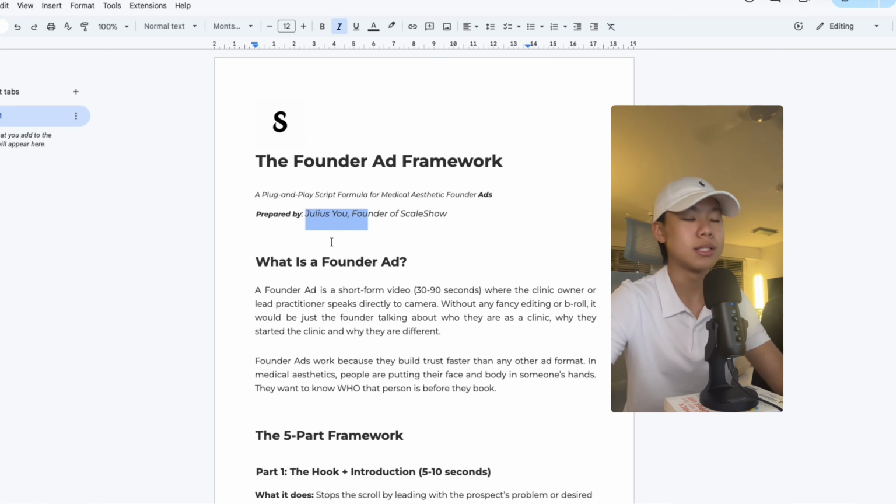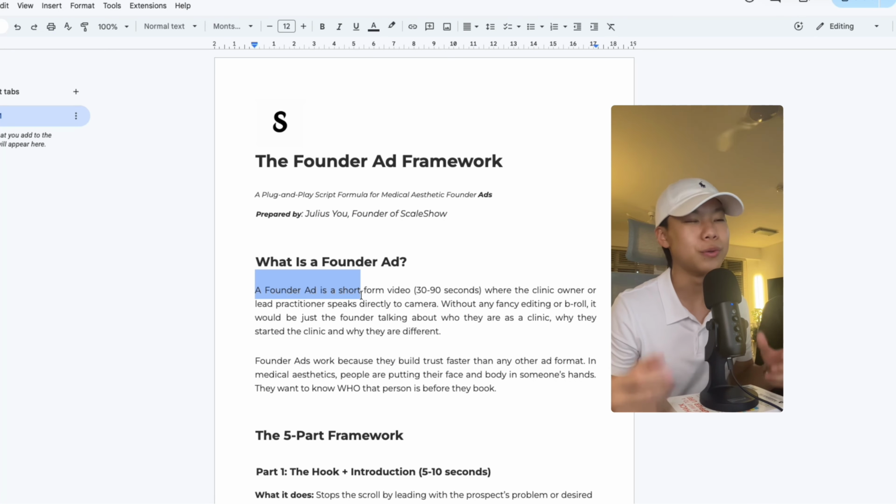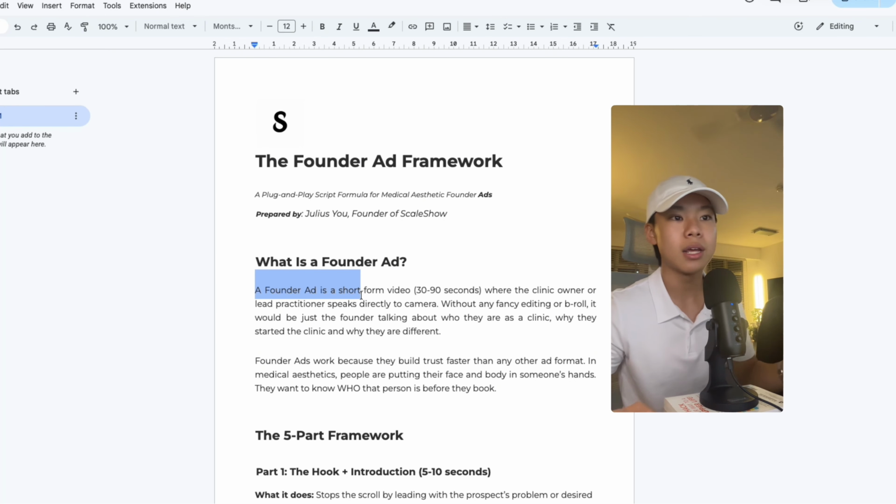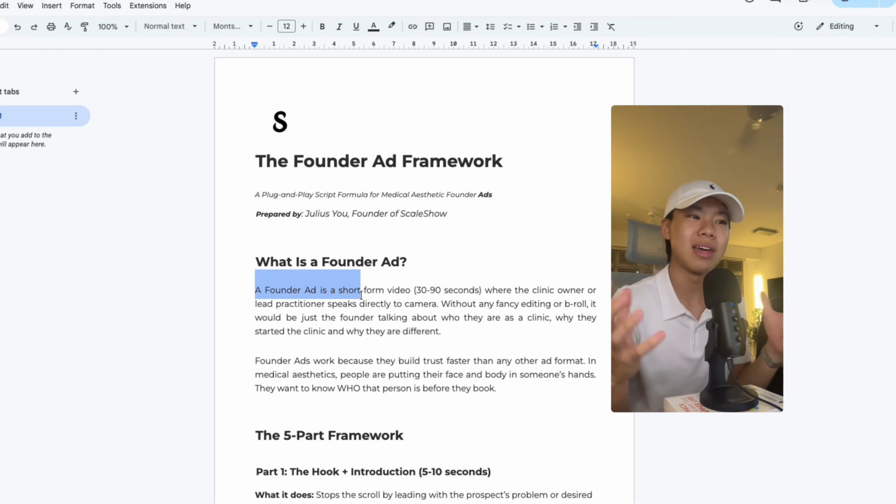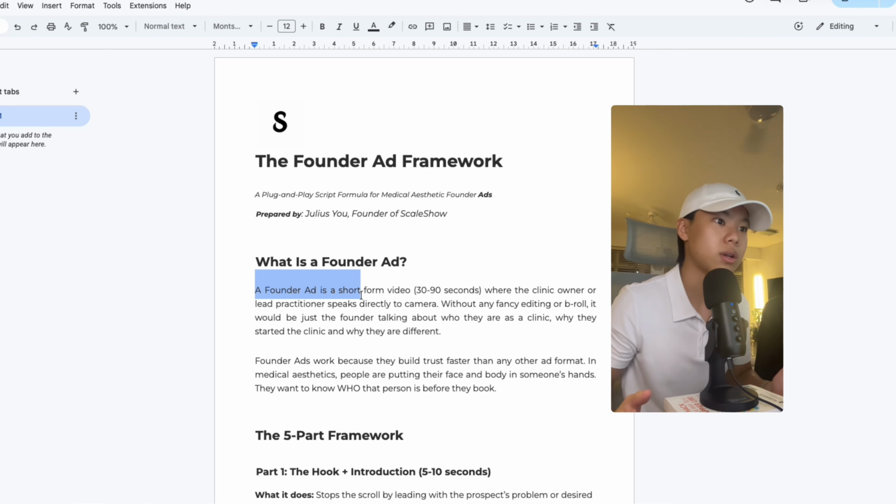What is founder ads in the first place? A founder ad is a short form video, a 30 to 90-second video where a clinic owner or the lead practitioner speaks directly to the camera without any fancy editing or any b-roll. It's just very authentic, and it will be just a founder talking about who they are as a clinic, why they started the clinic, and why they are different from the competitors.